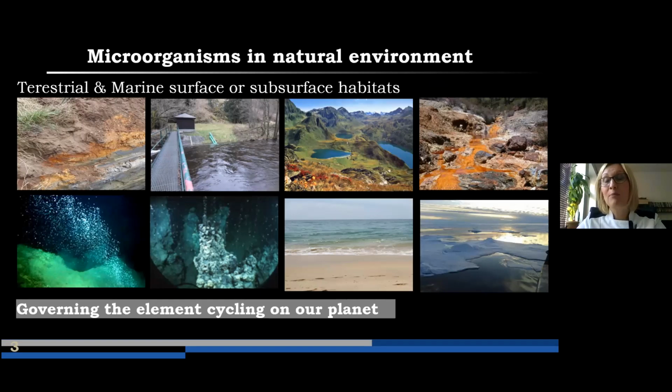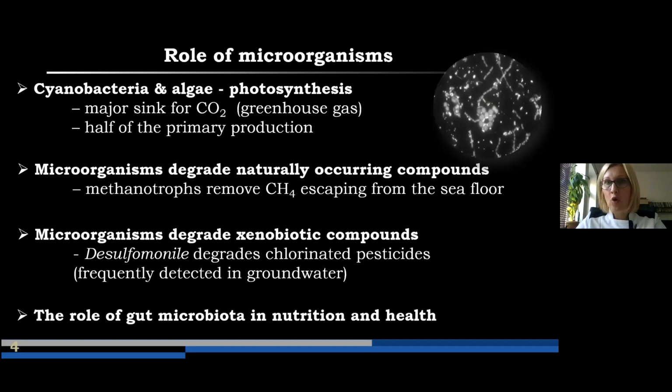So terrestrial, marine, surface, and subsurface habitats, where these microorganisms are actually governing the element cycling. So the role of microbes is really broad. And here are just a few examples to highlight how important the microorganisms are for the health of humans and the health of our planet, actually. So you probably know already that cyanobacteria and algae are very important photosynthesizers, and they are a major sink for CO2, a greenhouse gas, and they make up half of the primary production on our planet.